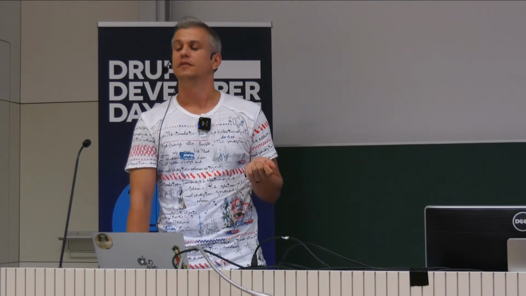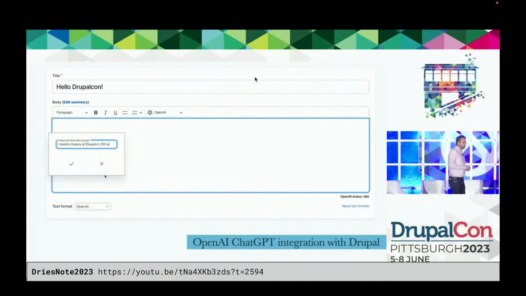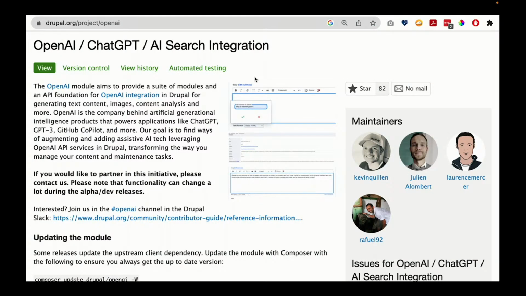So back to the question, what do content editors want? If you watch the latest Dries note, he wants ChatGPT. He just clicked on this OpenAI button and said, write me about Drupal, 250 words. So I thought, let's do it. I want ChatGPT as well in my CKEditor.